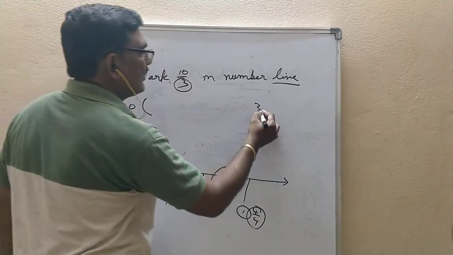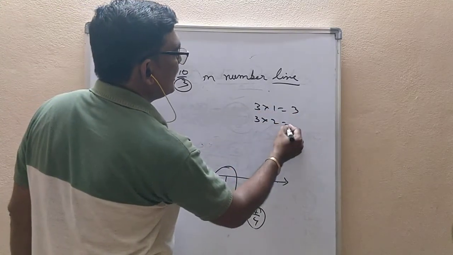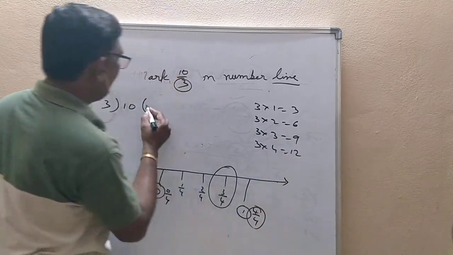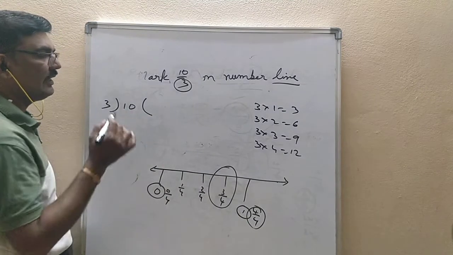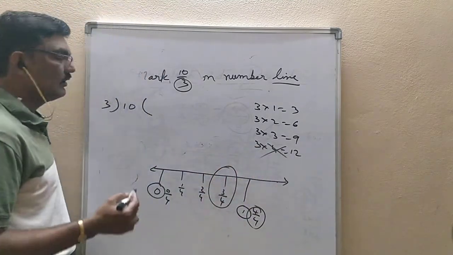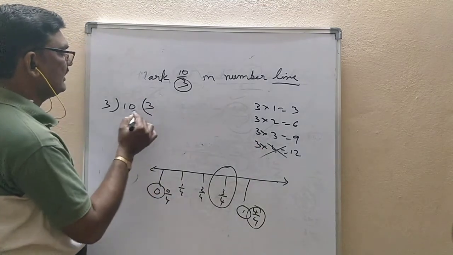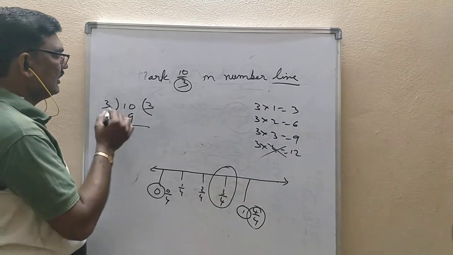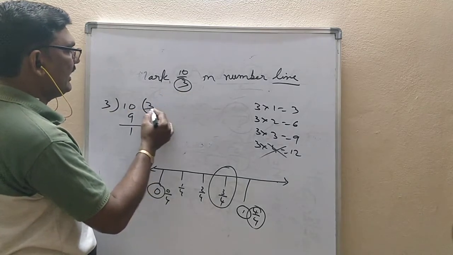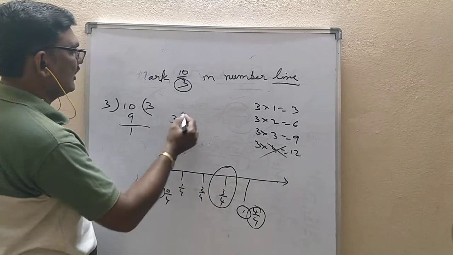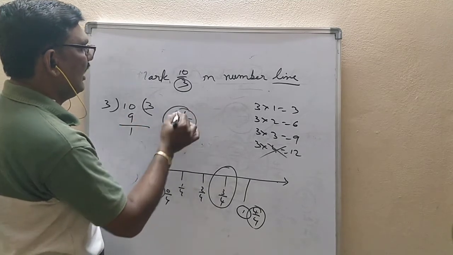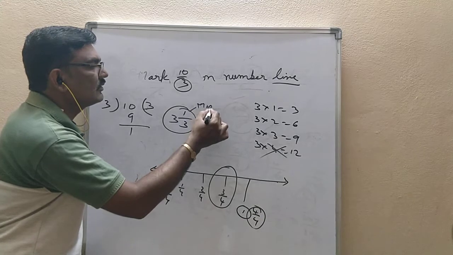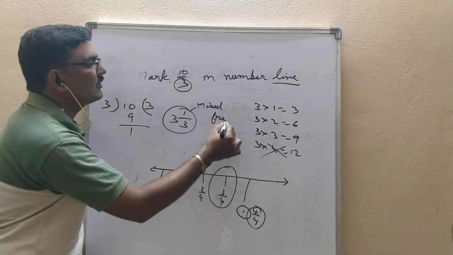So read the 3 table. 3 1s are 3, 3 2s are 6, 3 3s are 9, 3 4s are 12. If I wrote 4 here, 12 becomes more than 10, so I should not write 3 4s. So the previous one, 3 3s are 9. If you do subtraction, what will remain? 1. So this 10/3 you can write as quotient, remainder, divisor. It is called a mixed fraction.